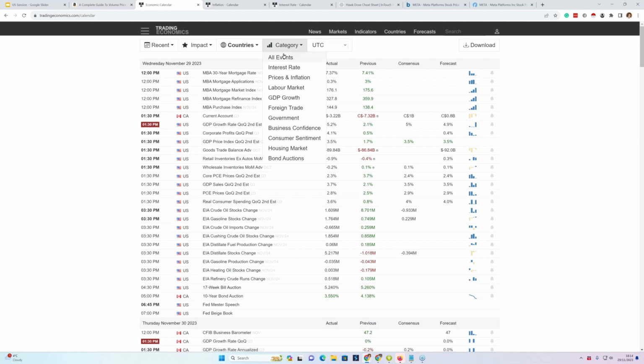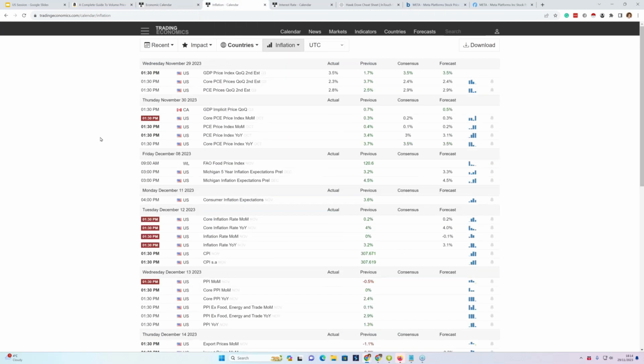So this is an all events one, if you like. This is everything, but you can refine it. And I think this is so cool. If you look at inflation, for example, it brings up the ones that are specifically tied to inflation. As I said, we know inflation is very, very important.